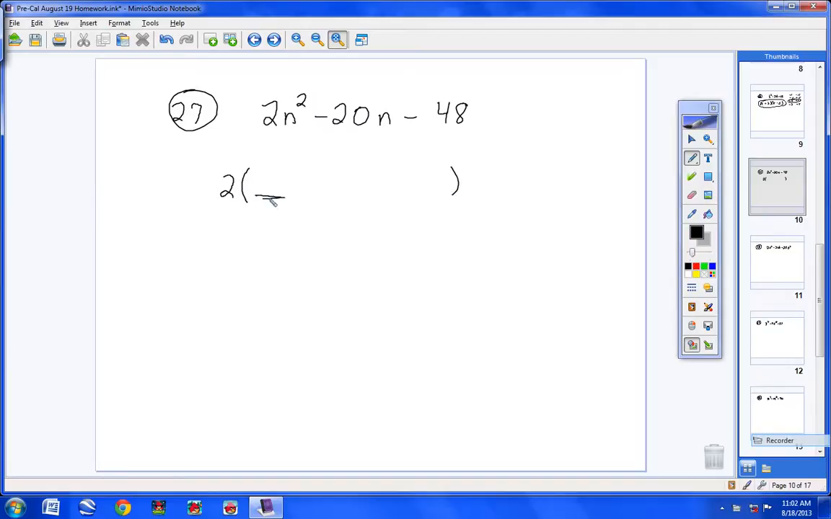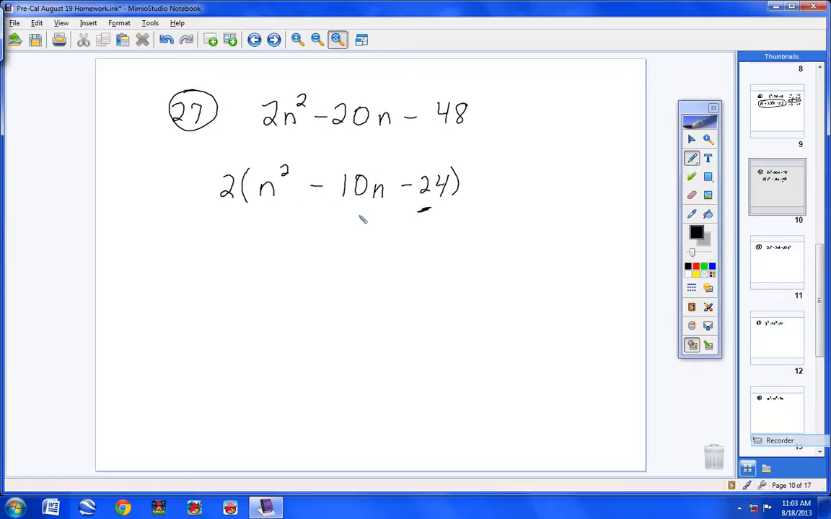All right, so here we go. 2 times n squared would give me 2n squared. 2 times blank would give me negative 20n. Well, I think it would be a negative 10n. If I take 2 times negative 10n, I'll get negative 20n. And then 2 times negative 24 would give me a negative 48. All right, so I pulled out a 2. Now, let's see what I'm left over with on the inside here.